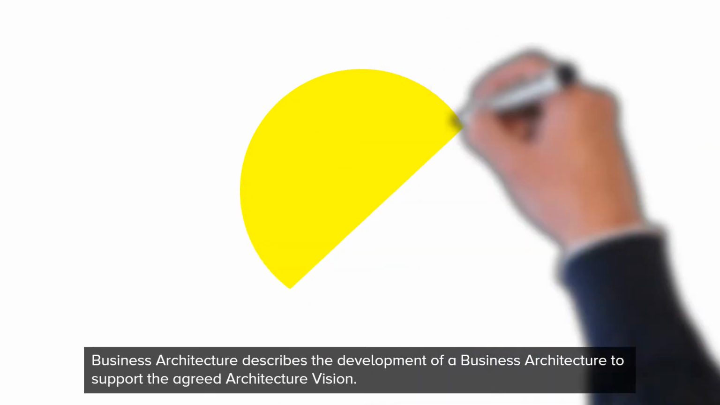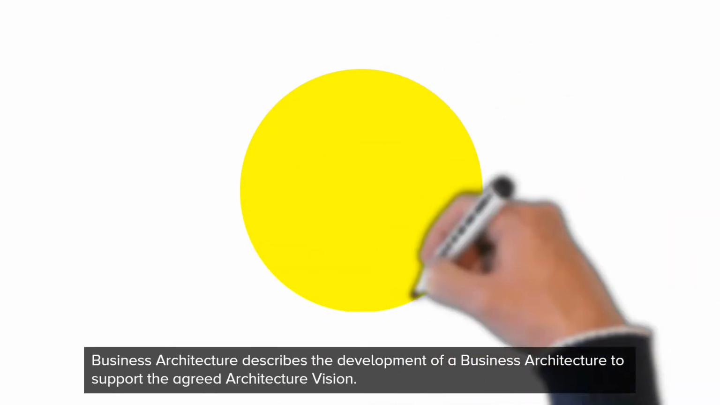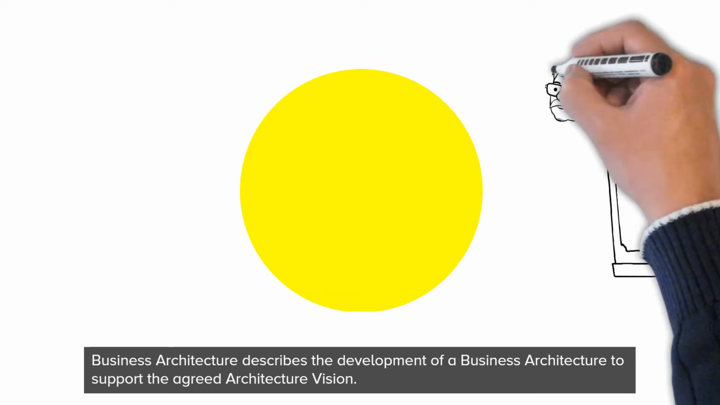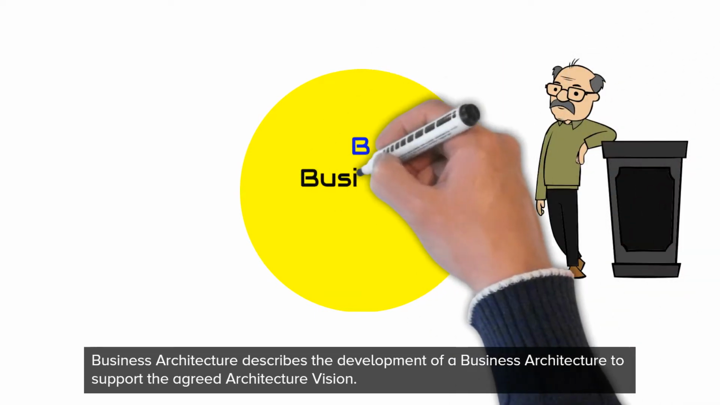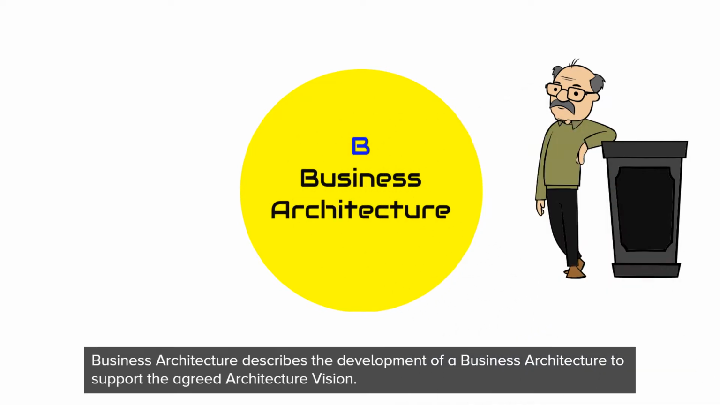This phase describes the development of a business architecture to support the agreed architecture vision. Here you describe how the enterprise needs to operate to achieve the business goals, and respond to the strategic drivers set out in the architecture vision.